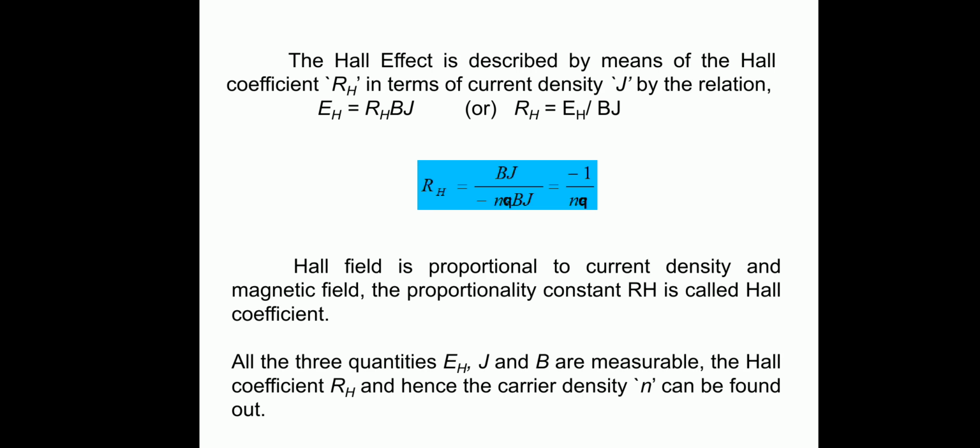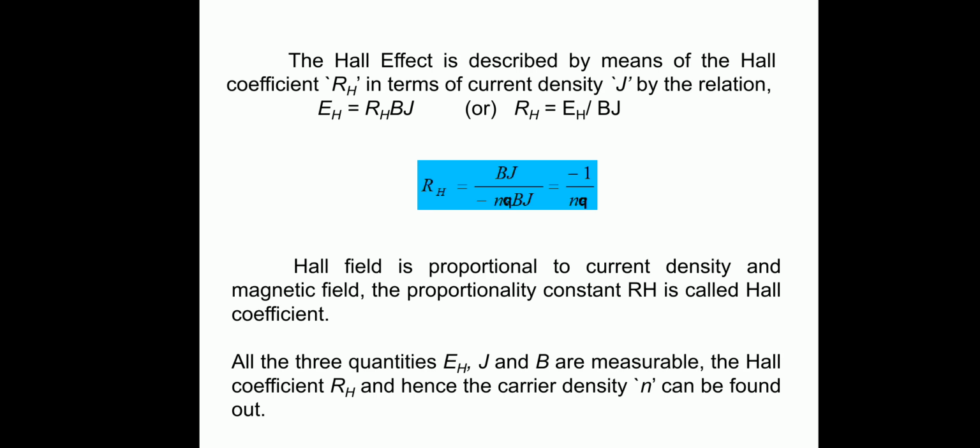The Hall field is proportional to current density and magnetic field. The proportionality constant RH is called the Hall coefficient. So already we said that the field generated due to the Hall effect is always proportional to the strength of the magnetic flux density and the current density. The electric field depends on the magnetic field as well as the current. They are directly proportional to the magnetic flux density B and the current density J. So we can write the proportionality constant as RH, and it is called the Hall coefficient.